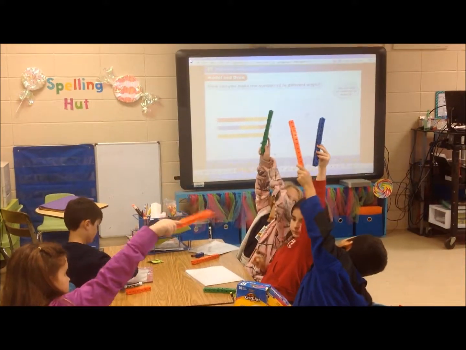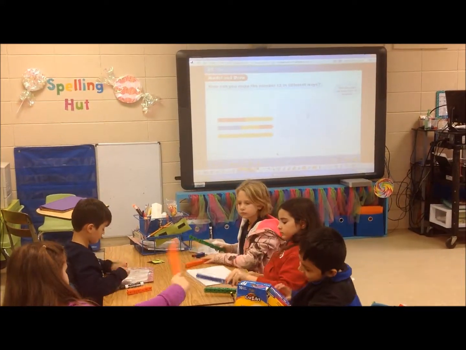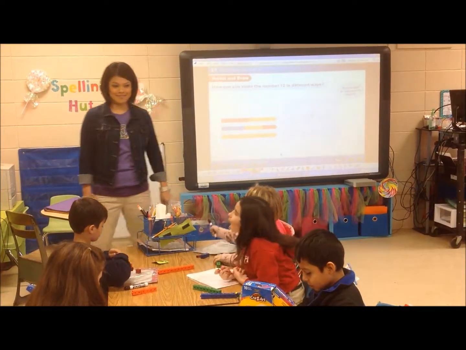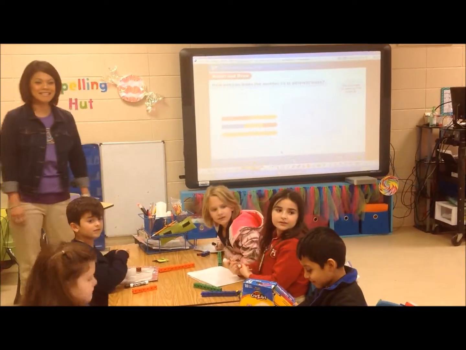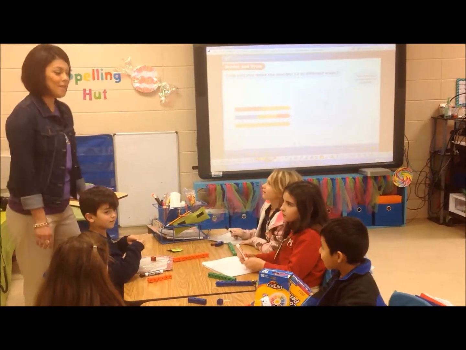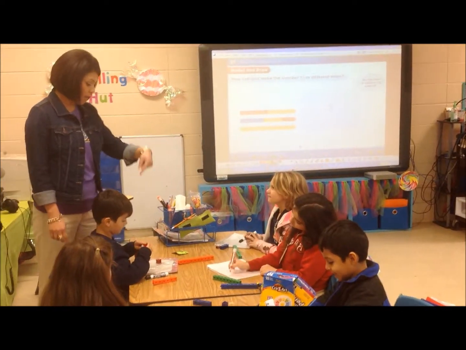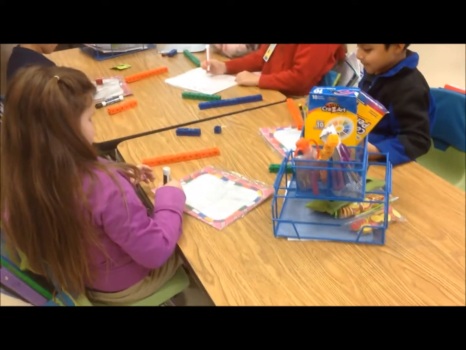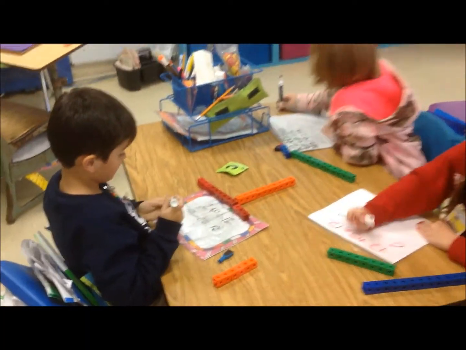Now try to write what number sentence could go with that rod. What number sentence could you write to go with that? With the rod that you have, that you made. What would be the number sentence? Remember your classity class. Yes.